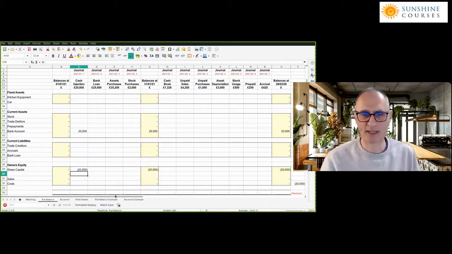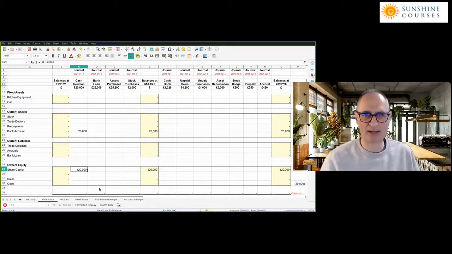So we credit £20,000. Depending on the format in which the owner put the money in, it could be that we simply owe the money to the owner, or it could be that the owner put in share capital. Either way, from an accounting point of view, we debit bank and credit whatever format the owner put the money in. So it might be share capital, it might be loan. In this case, it's share capital.